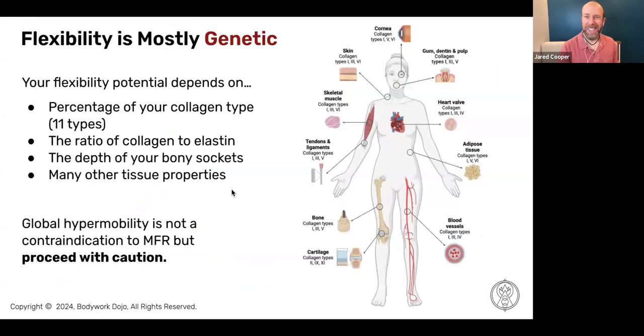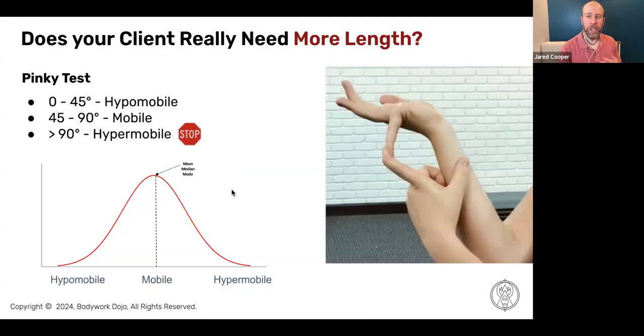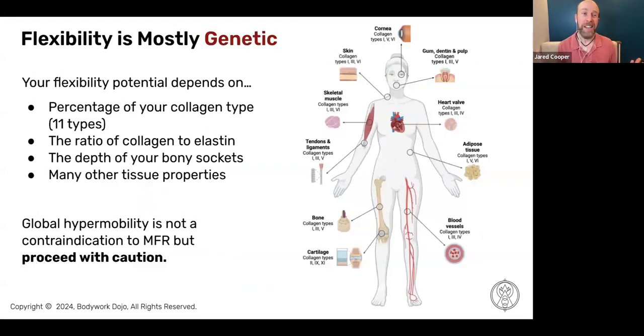Why does this happen? Certainly those of you that said you were mobile, you're not walking around stretching your pinky. So how did your pinky get mobile? The answer is genetics. Your flexibility depends on a lot of things, and the first thing it depends on is the percentage of your collagen type. There's actually 11 different types of collagen, not one, 11, which is on the screen right now.